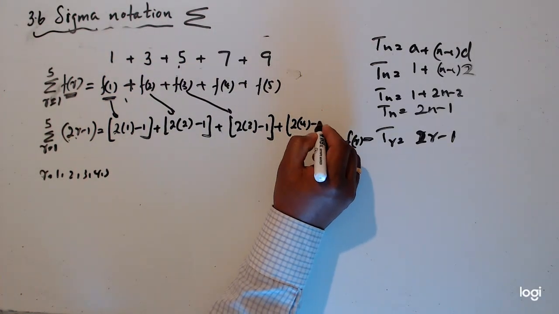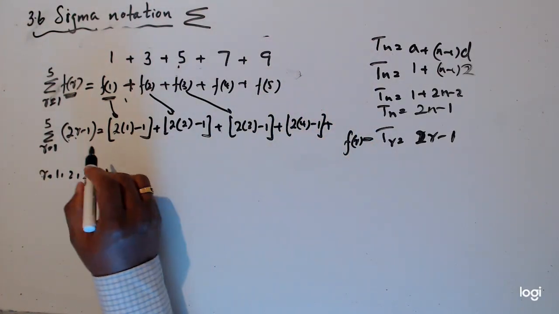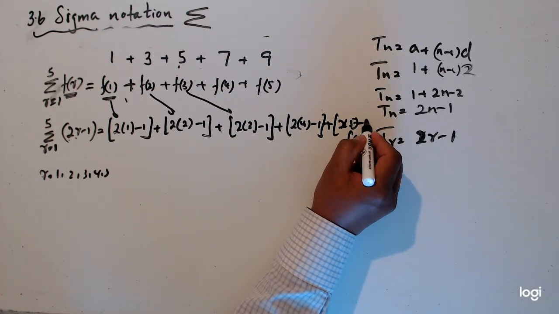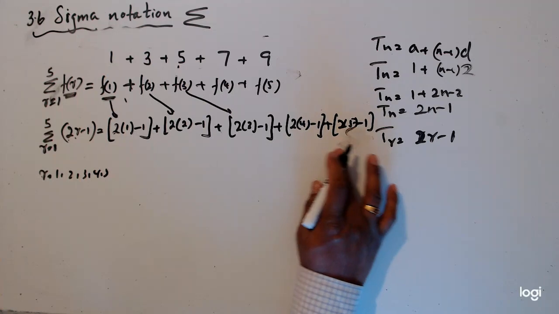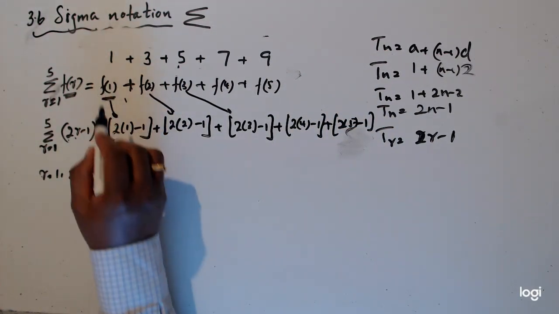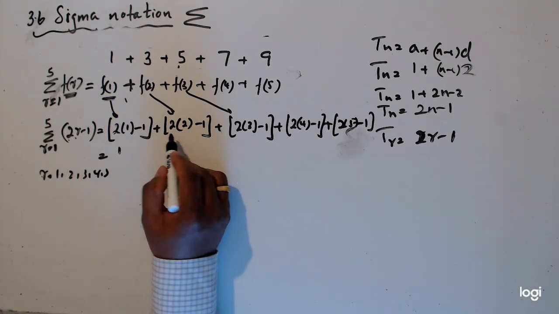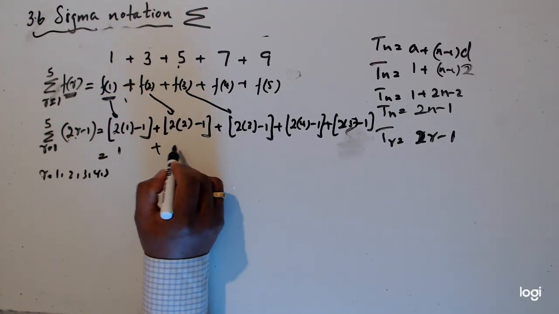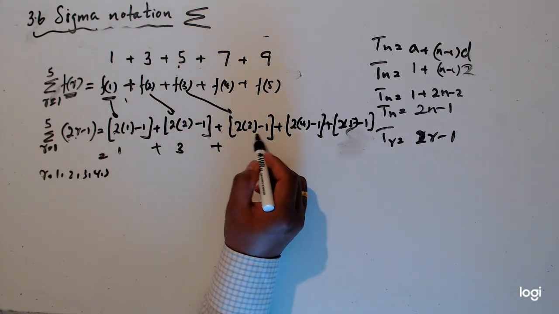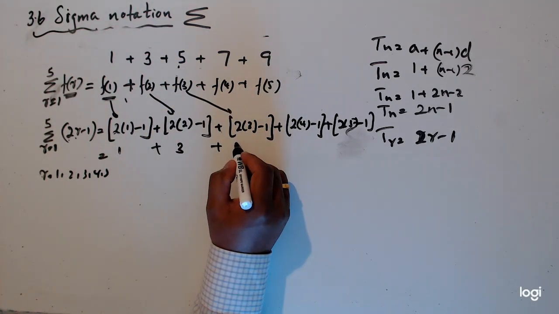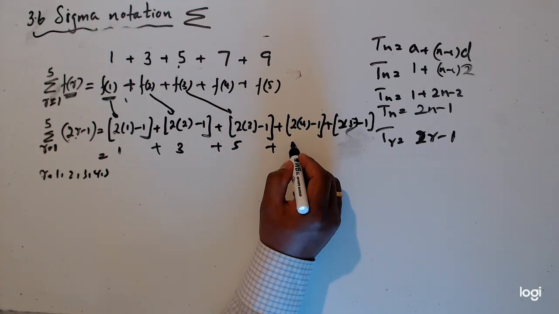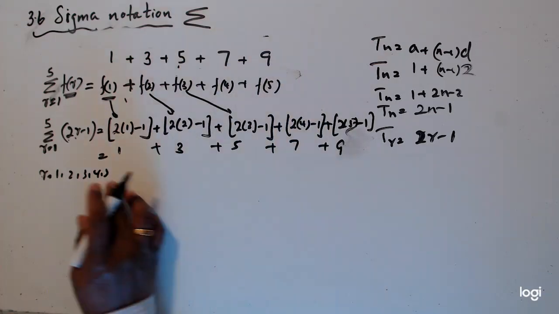4 minus 1. And then the last one, 2 times 5 minus 1. We know that 2 times 1 minus 1 is 1. 2 times 2, 4 minus 1 is 3. 2 times 3 minus 1 is 5. And this is 7 and this is 9.